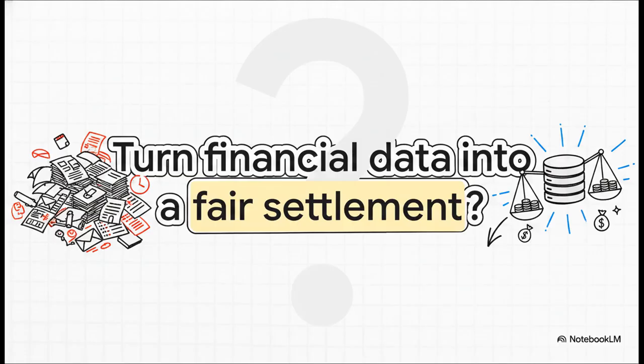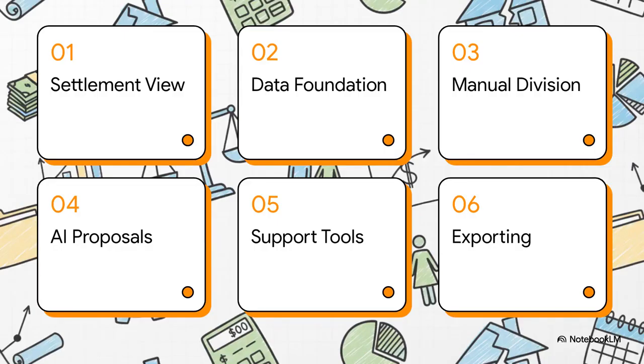Today, we're going to see how moving away from those scattered documents and into a centralized, data-driven solution changes the game entirely. Here is our roadmap for today. We'll be covering the settlement agreement view, the financial data foundation, manual asset and debt division, AI proposals and assessments, alimony and support tools, and finally, exporting for negotiation.